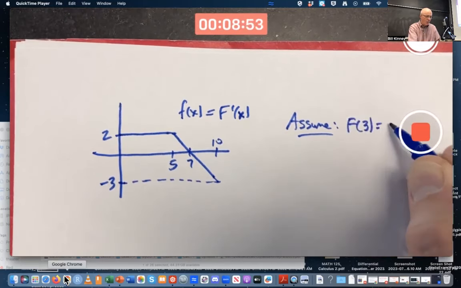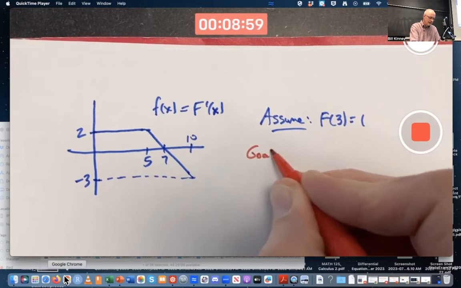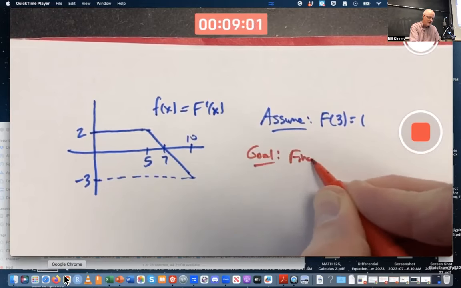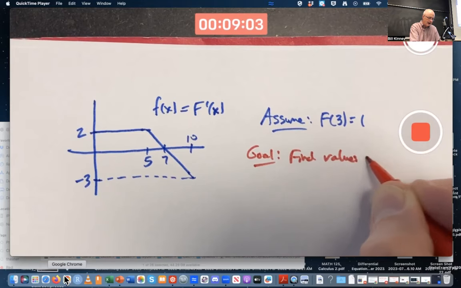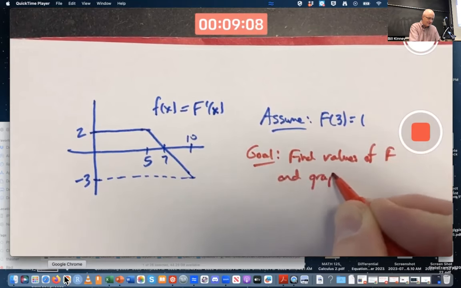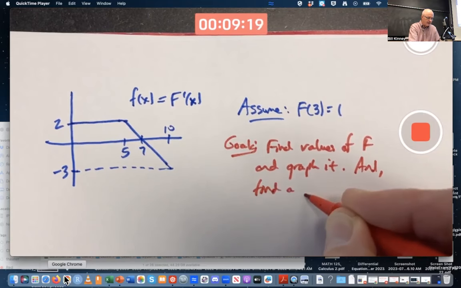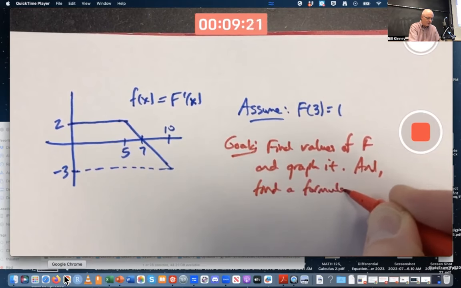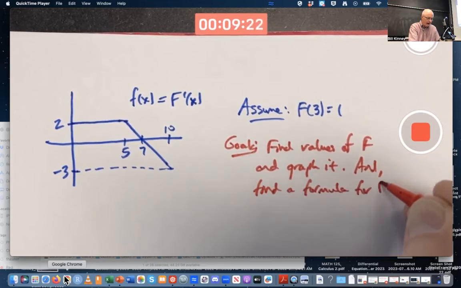And my goal is to find values of capital F and graph it. And let's add on a goal. I'll call this goals. And find a formula for capital F. I don't always ask to find a formula, but I'm adding that on here. Let's also find a formula for capital F.